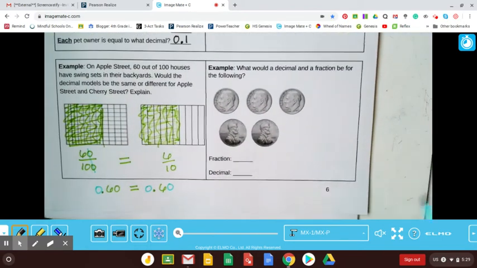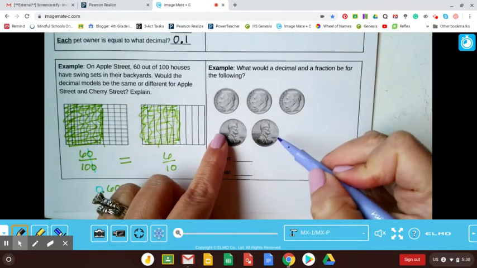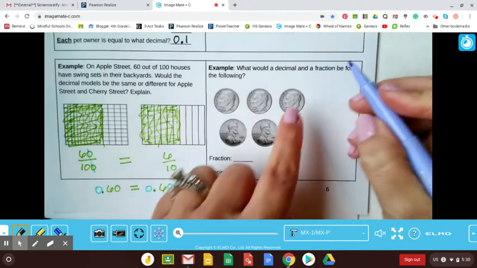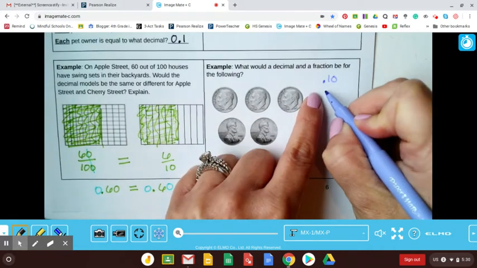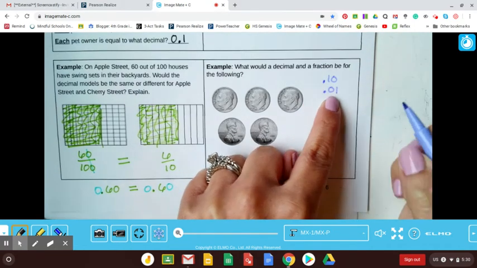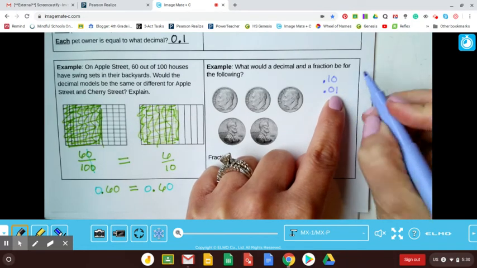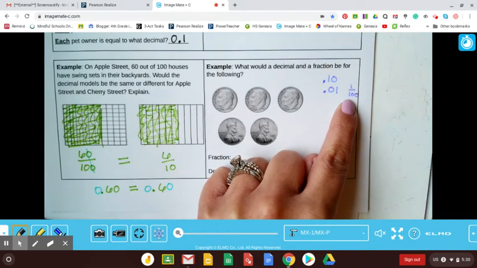All right, our last problem of the day. We're doing a quick one today, and we're going to get started on our Pearson Realize work. The last problem involves money. And whenever we're talking about decimals and money, we're going to talk about dimes and pennies. Now, we know that a dime is worth 10 cents, right? 0.10. And 1 penny is worth 1 cent, right? And we represent that as 1/100th, because $1 is 100 pennies, right?